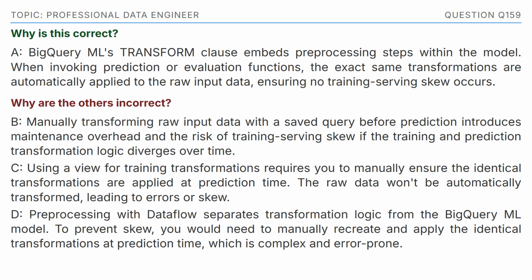B. Manually transforming raw input data with a saved query before prediction introduces maintenance overhead and the risk of training-serving skew if the training and prediction transformation logic diverges over time. C. Using a view for training transformations requires you to manually ensure the identical transformations are applied at prediction time. The raw data won't be automatically transformed, leading to errors or skew.